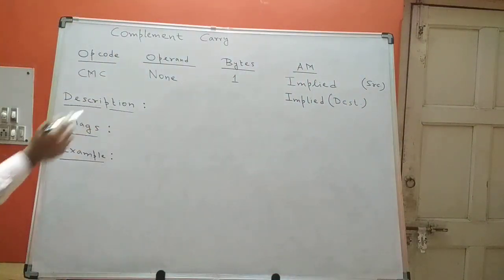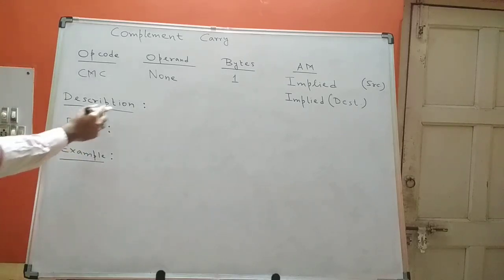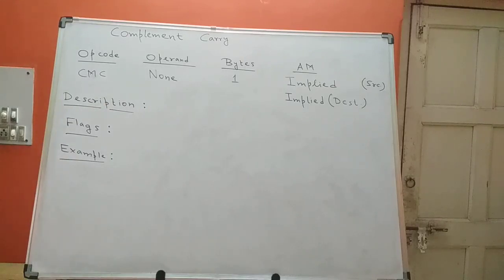So against the description for the CMC instruction, you can write down: the carry flag is complemented, full stop, that's it. And under flags, you can write down: the carry flag is affected, full stop, no other flags are affected. Or you can simply write only the carry flag is affected. And in this case, I have no example to show you as such. You can probably understand what will happen in case of this instruction. So I'll take another instruction.